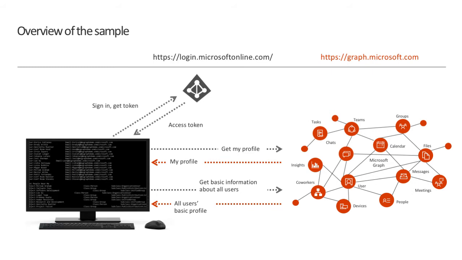So then the application is going to reach out to the Microsoft Graph and request my profile information, which the Microsoft Graph will return. Then the application will ask for all basic information about all the users inside of my directory, and then show all that data back using just the basic profile information, handing that back over to my application, which will display it in the console.